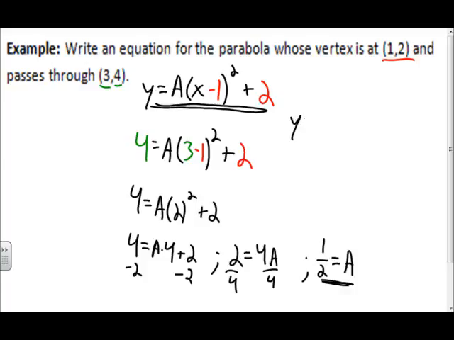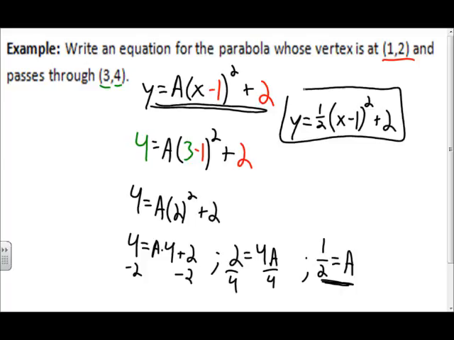Once we know what our a value is, we look back at the equation we were looking at before, just plug that into our vertex form. So y equals 1/2 times the amount (x minus 1) squared plus 2. And so this is our vertex form equation for the parabola with the vertex at 1, 2 and passes through 3, 4.